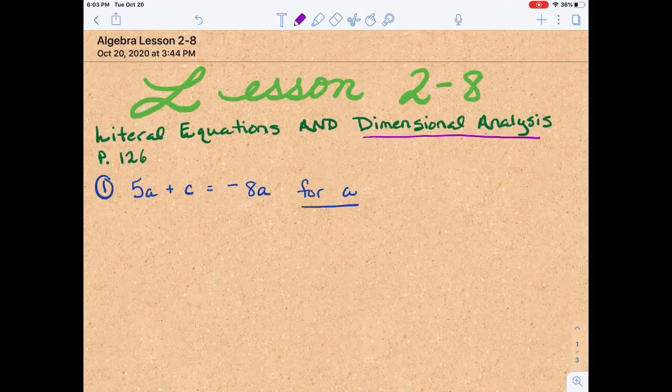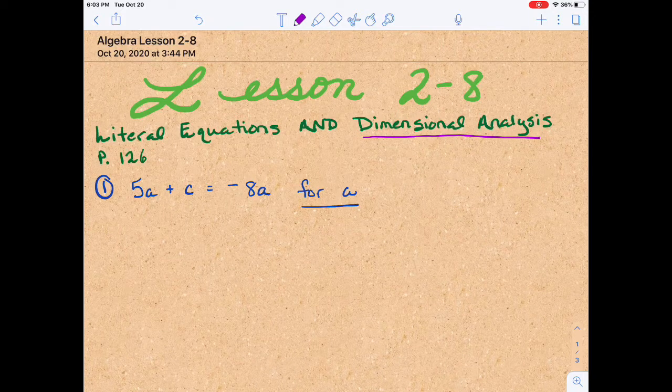Guys, this is lesson 2.8, literal equations and dimensional analysis, aka unit conversions that you already did in physical science. And you can find this lesson on page 126. I'm going to work some examples for you on page 128. Please have your textbook and follow along.